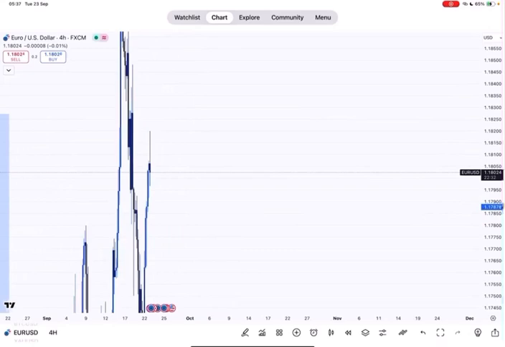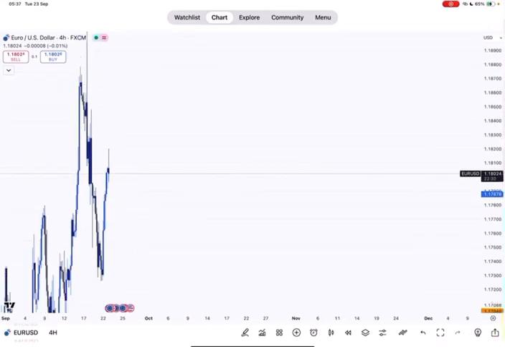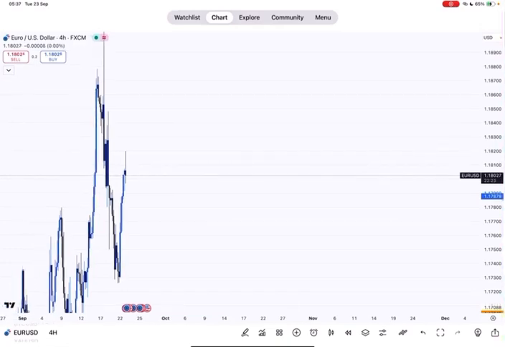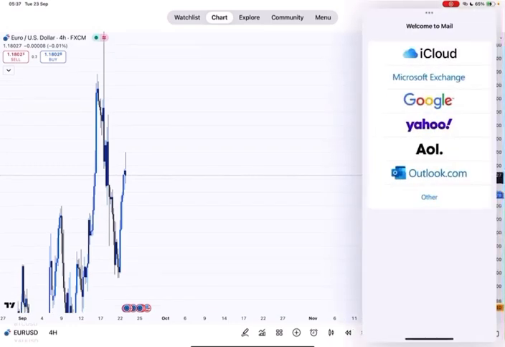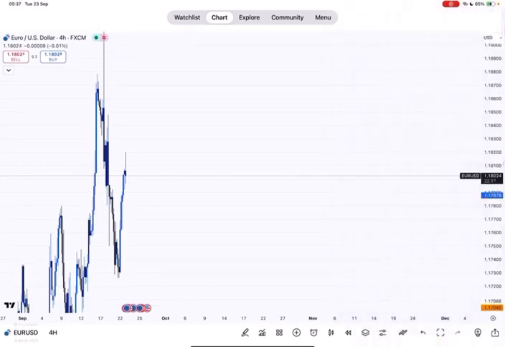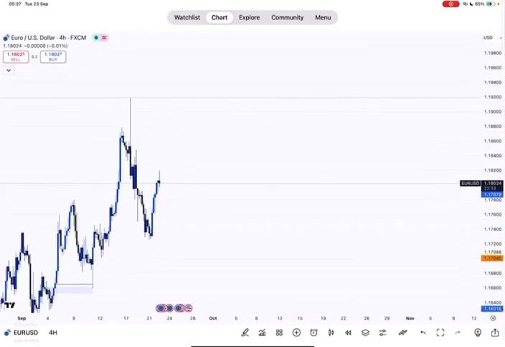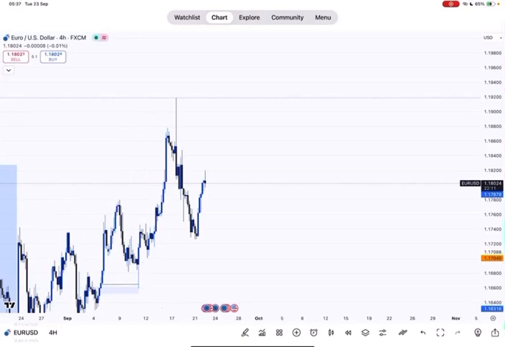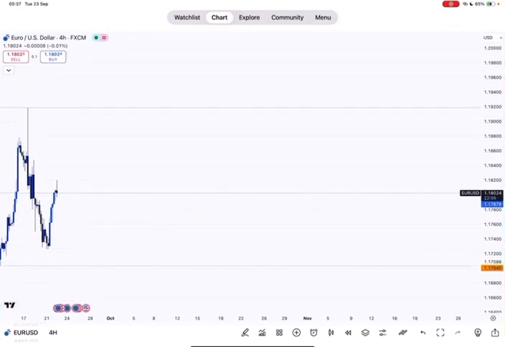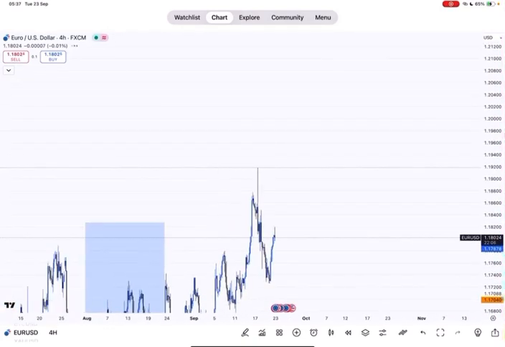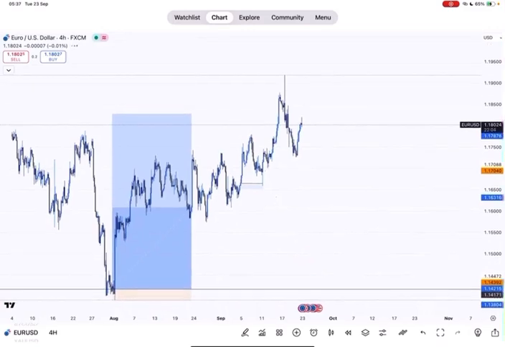So basically, some people, I don't normally call it top down analysis. It's also directional bias. You are just breaking the market from higher time frame to lower time frame, trying to get your bias, trying to get your trend. So first, let's open 4 hours.